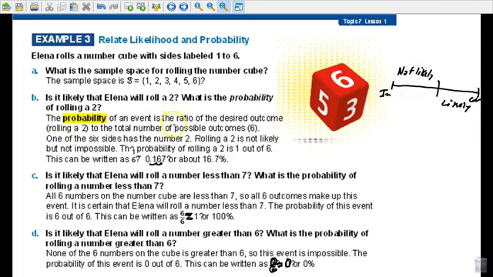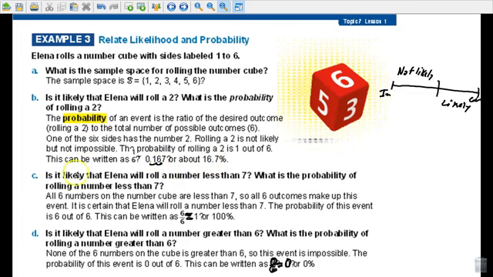So the probability of an event is the ratio of the desired outcome, rolling a 2, to the total number of possible outcomes, 6. One of the 6 sides has the number 2. Rolling a 2 is not likely, but not impossible. So it's most likely not going to happen, but it can still happen. It's just a very small possibility of it happening.